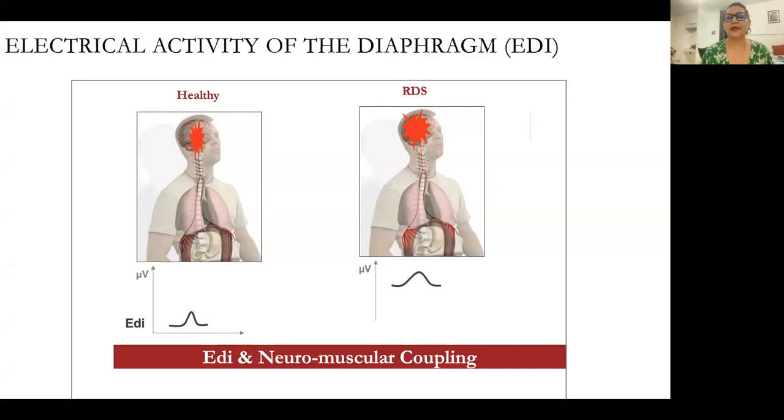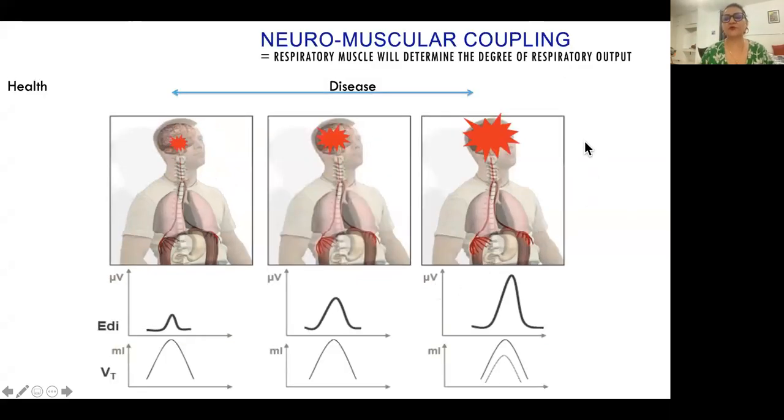tidal volume. And hence, you can see the EDI of a healthy lung is going to be much smaller, whereas the EDI of the lung which is diseased is going to increase. And as the disease increases further, the EDI is going to go higher. Because the tidal volume requirement would be the same, but you need more support, more contraction, to achieve the same kind of tidal volume. So this is very important. There is a neuromuscular coupling by which the respiratory muscle will determine the degree of respiratory output.